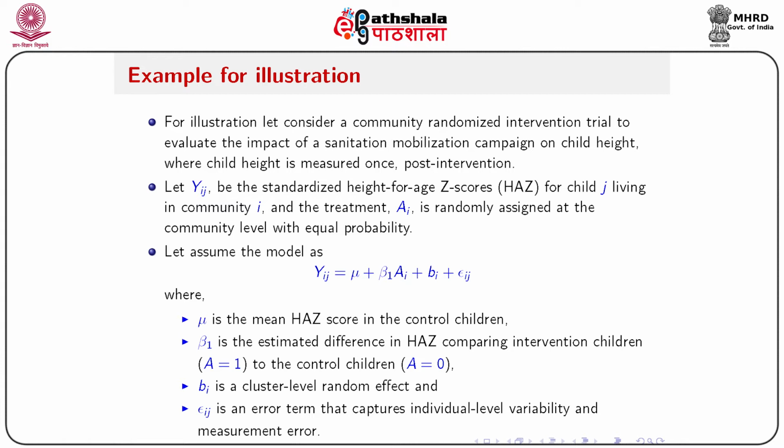So let's assume the model as Yij equals mu plus beta 1 Ai plus Bi plus epsilon ij, where mu is the mean height-for-age in the control children, beta 1 is the estimated difference in height-for-age Z score comparing intervention children, A equals 1, to the control children, A equals 0. Bi is the cluster-level random effect, and epsilon ij is an error term that captures the individual-level variability, the inter-individual variability and measurement error.